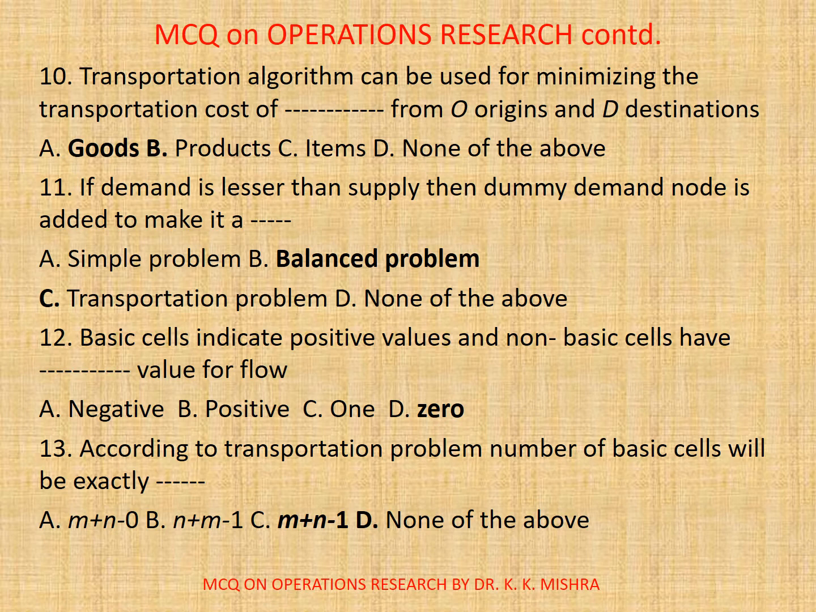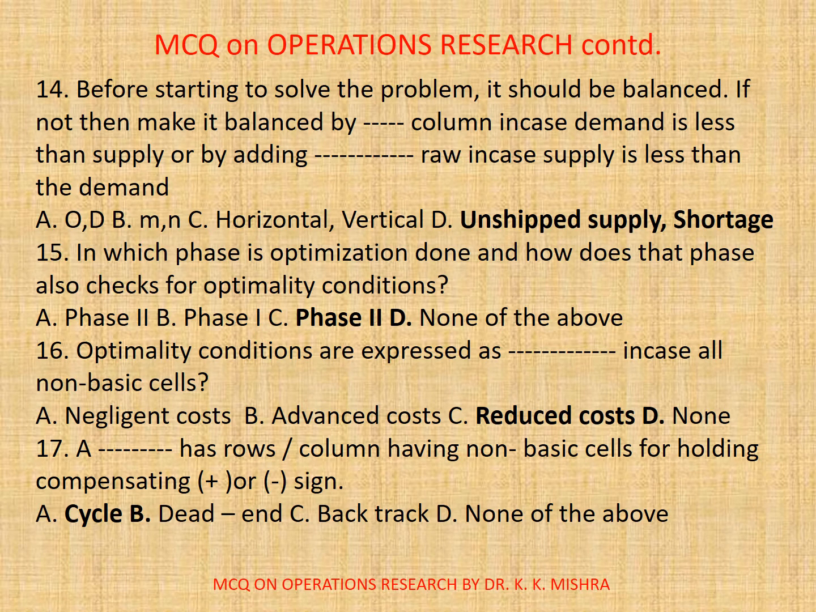Balanced problem. 12. Basic cells indicate positive values and non-basic cells have dash value for flow. Correct option is D, 0. 13. According to transportation problem, number of basic cells will be exactly, correct option is C, m plus n minus 1.